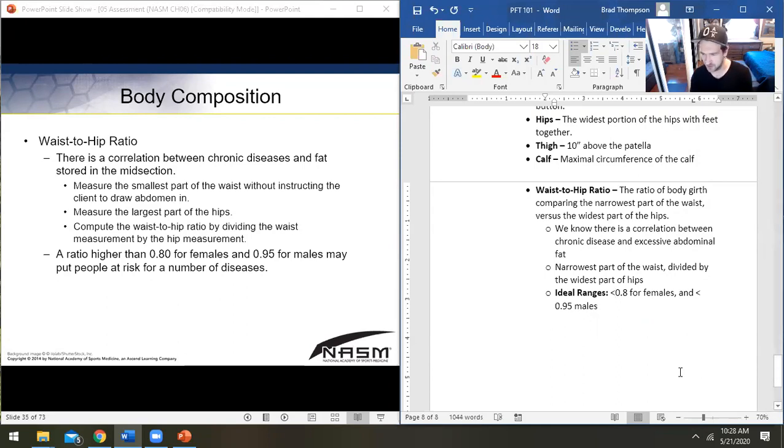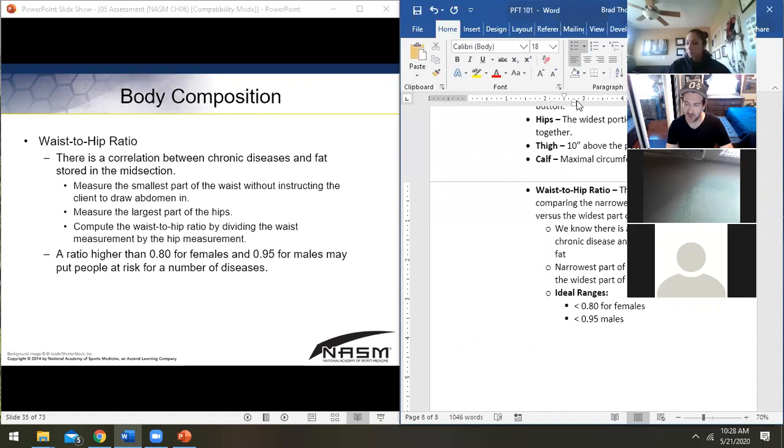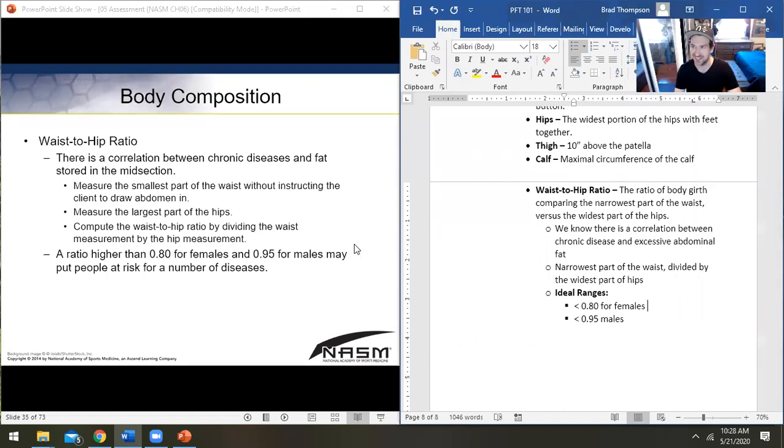You know what, let's put these on a different line actually. There we go. So those are our ideal ranges. Those are numbers you're going to want to know, which sucks because they keep changing them. But they are numbers that might show up on a test.